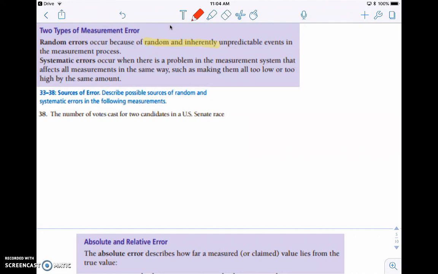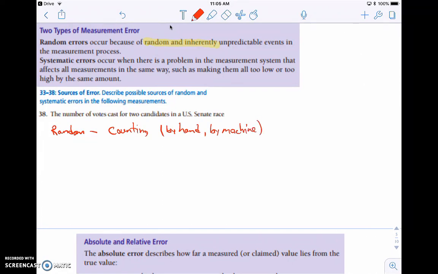Let's look at number 38. Describe possible sources of random and systematic errors for the following measurements. The number of votes cast for 2 candidates in a U.S. Senate race. Okay, so if we look at some random errors that could occur here, a lot of the random errors are going to come in the actual counting of the ballots. There could be a random error where someone is counting by hand. They miss one here or there. It's just a human error, or by machine.